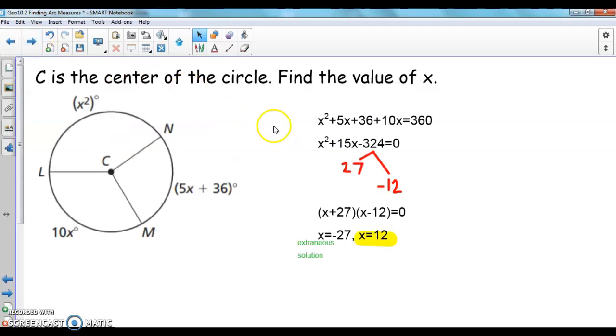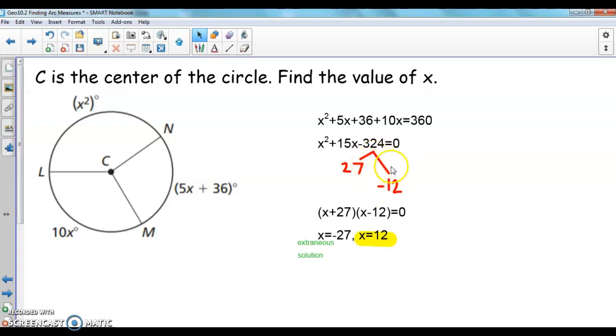The next example, you're given all the measurements of the arcs. So if we add all of them together, we get this quadratic equation here. By combining like terms, you get x squared plus 15x minus 324 is equal to 0. Now to solve this quadratic equation, you can do either factoring or use the quadratic formula.